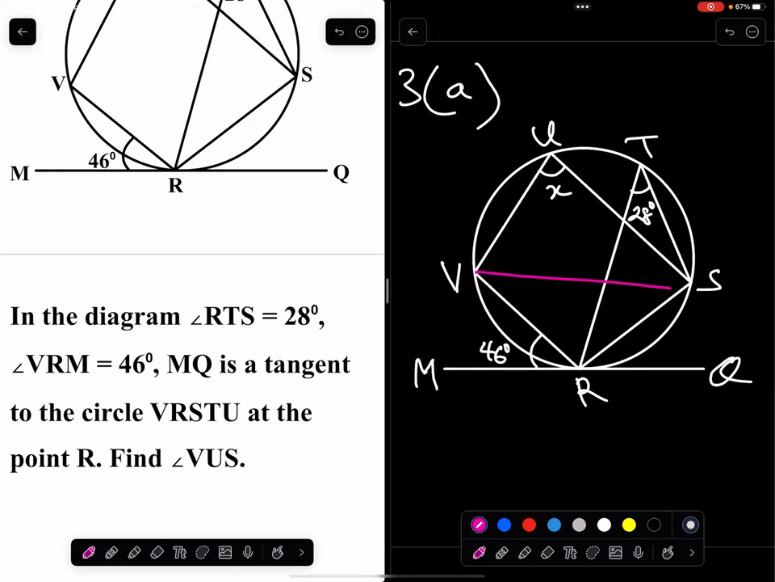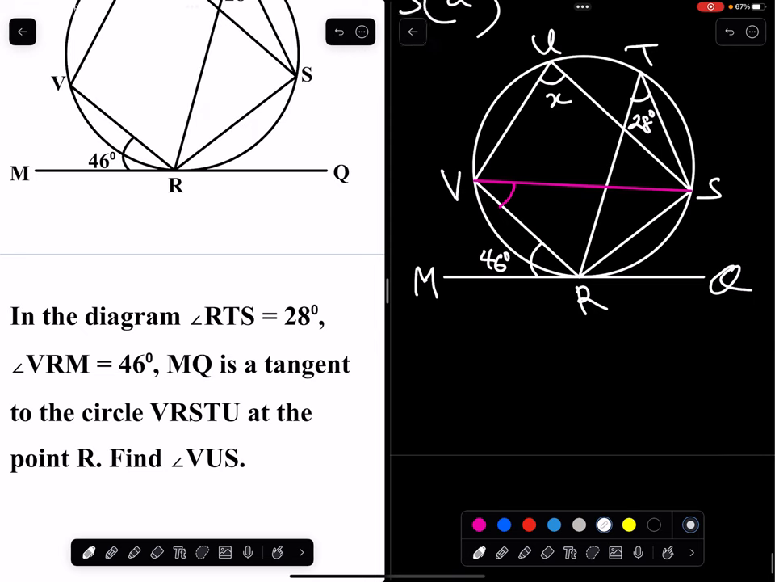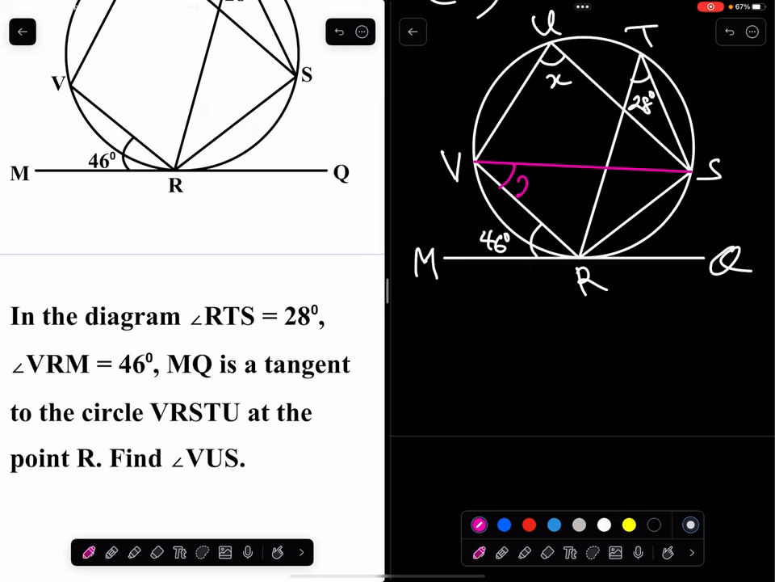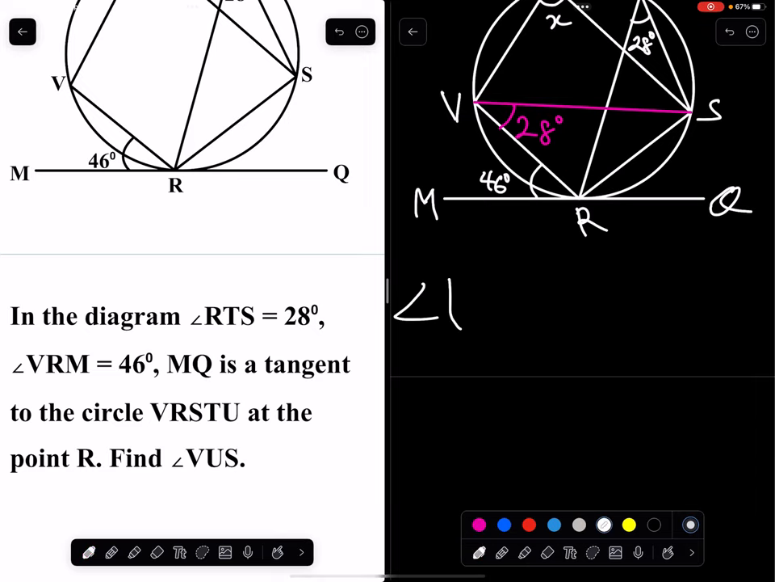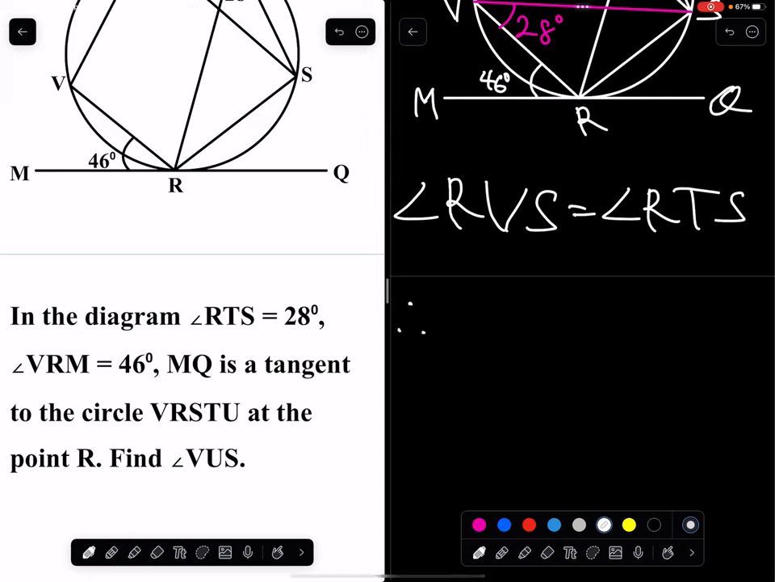First of all, let's join V to S. If I join V to S, I would see that angle RVS is equal to angle RTS, which is 28 degrees. The reason for that is angles in the same segment. That's the first thing I'm going to write: angle RVS equals angle RTS, and that therefore means angle RVS equals 28 degrees.